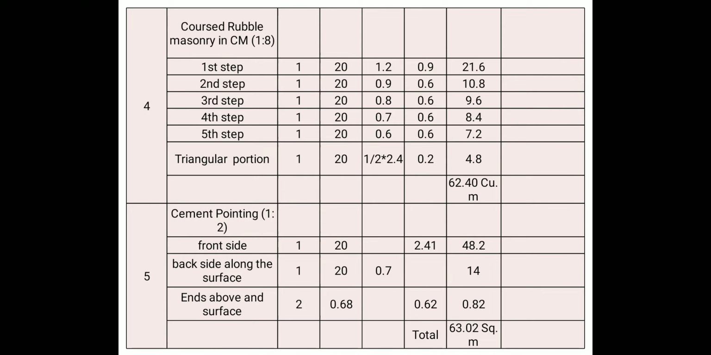In case of cement pointing 1:2, the front side is 120 by 2.41 depth, that is 48.2. Back side along the surface is 120 by 0.7, it's 14. Ends above the surface, it is 2.68, 0.62, that makes the quantity of 0.82. It makes the total quantity of cement pointing as 63.02.